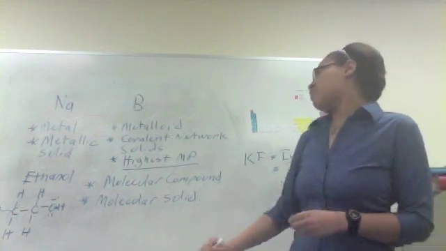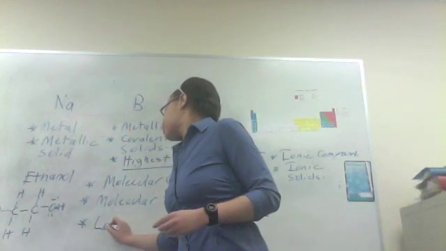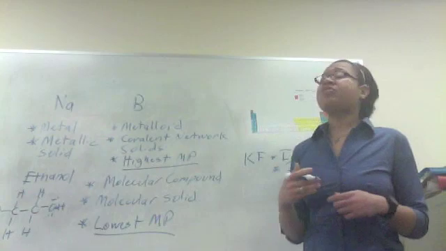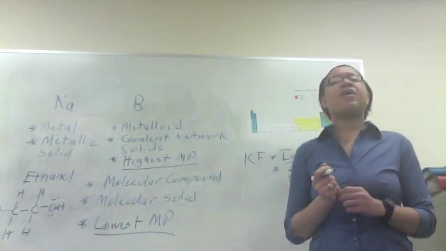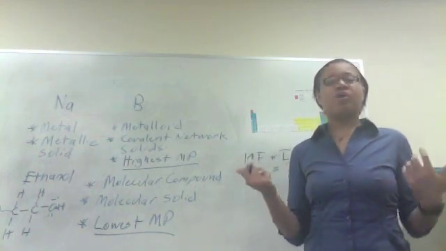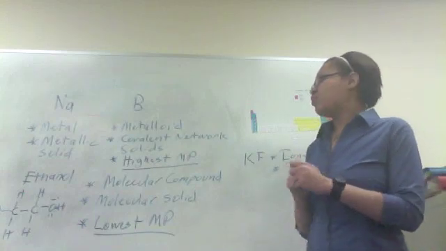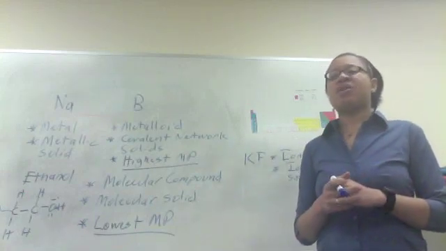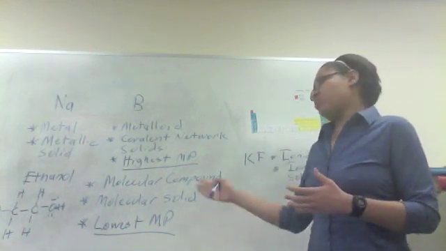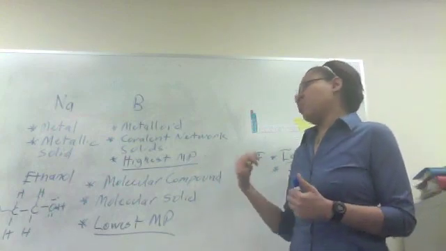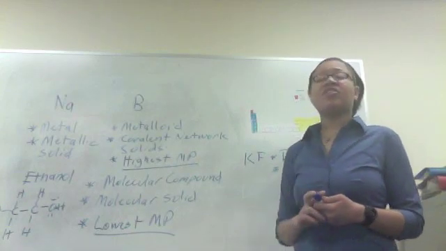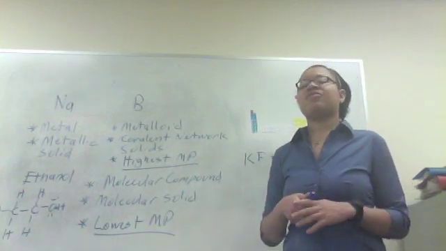Ethanol will have the lowest melting point. Molecules in molecular solids are held together by intermolecular forces. Intermolecular forces are not chemical bonds in any sense. They're just very weak interactions between molecules. So it doesn't take as much energy. It takes the least amount of energy to break up intermolecular forces. So since molecular solids are held together by intermolecular forces, we would expect ethanol to have the lowest melting point when comparing different types of solids.